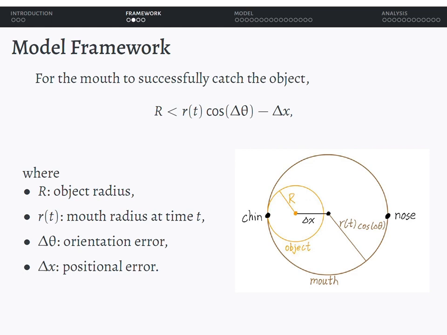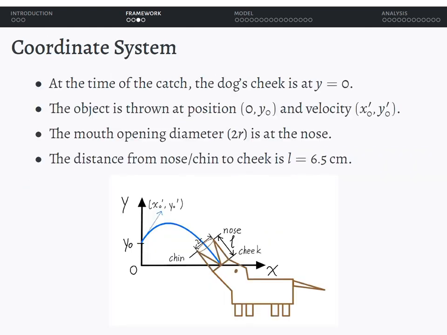For the mouth to successfully catch the object, the radius, denoted by big R, must be less than the effective mouth radius, which is composed of the following three parts. The radius of the mouth, R of t, multiplied by the orientation angle error, cosine of theta, and subtract the positional offset, delta x. Let the y position of the dog's cheek be 0, and the x position of the throwing hand be 0. Therefore, we can let the initial position be (0, y0), and the initial velocity be (x prime 0, y prime 0).